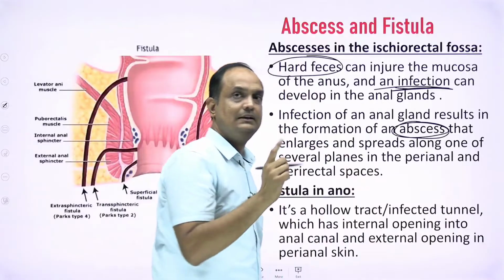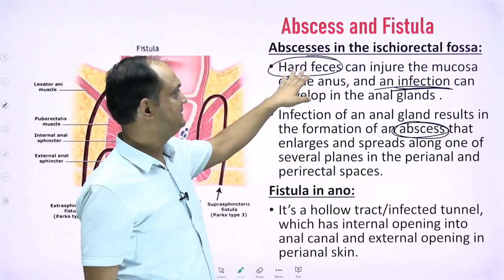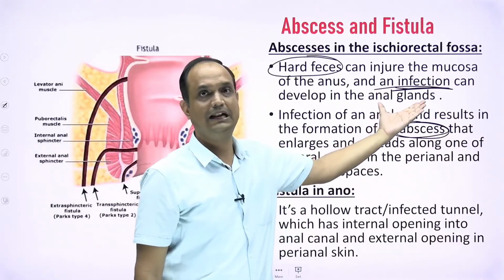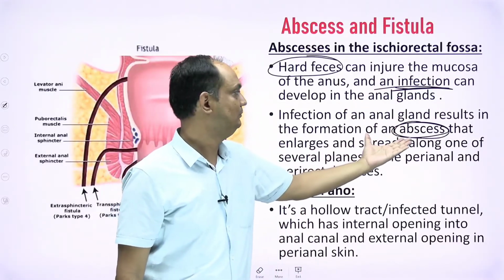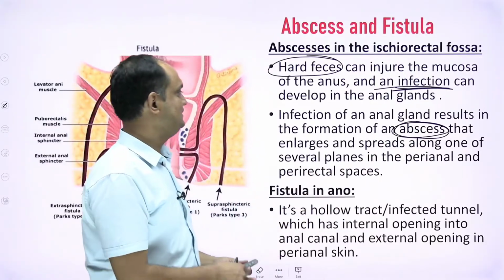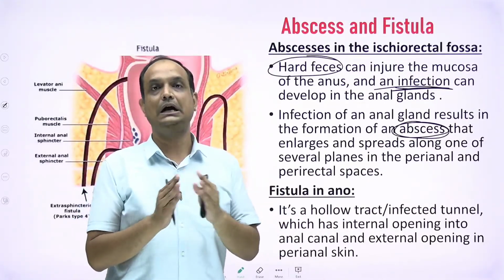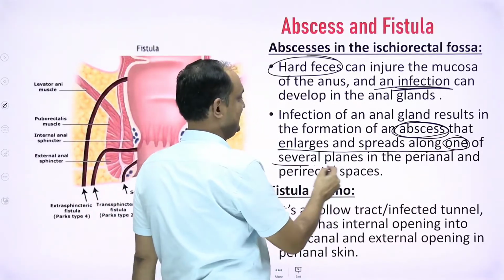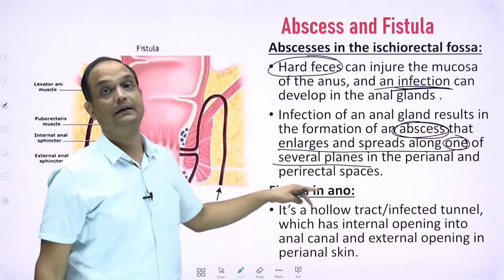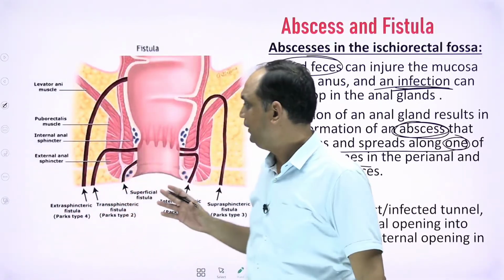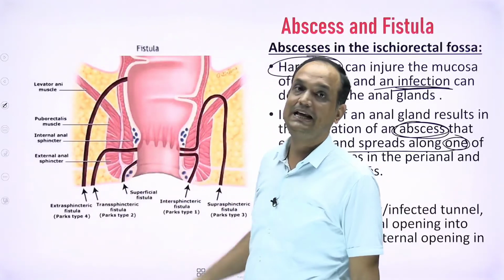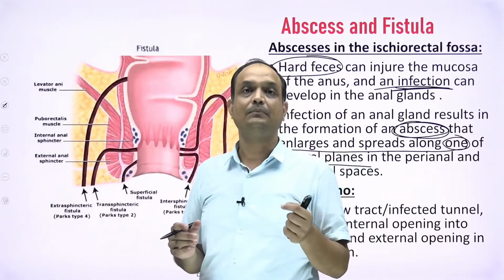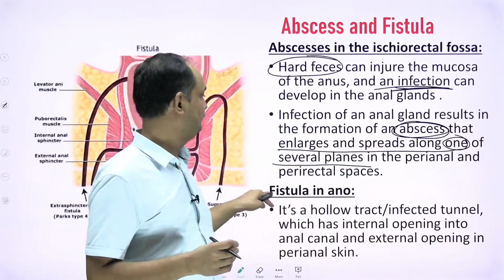So first there is a hard stool. Because of the persistent hard stool, there is an injury of the mucosa. The mucosal injury will lead to infection of the glands, and that gland infection will convert into the abscess. Once the abscess forms, it will start to enlarge and spread along one of the several planes in the perianal and perirectal spaces. This is the important thing to understand: the abscess can form anywhere in the anal canal, and these abscesses become the cause of fistula.